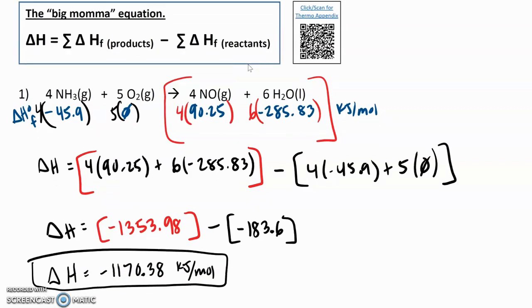One word about units. Remember that delta H for a given reaction should have a unit of kilojoules per mole of reaction, RXN there. All right, onward to number 2.